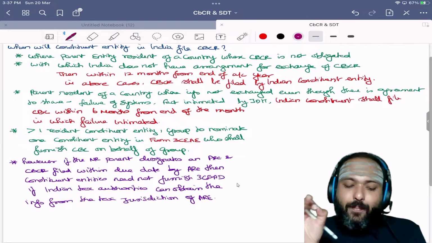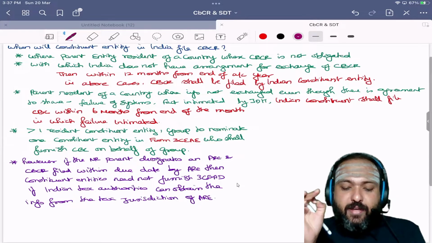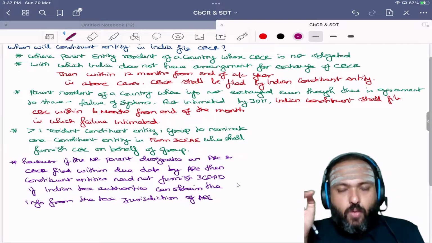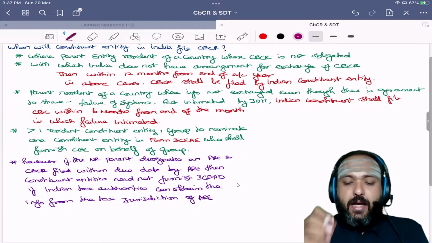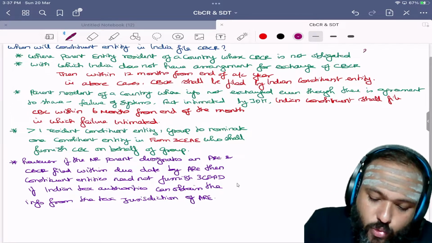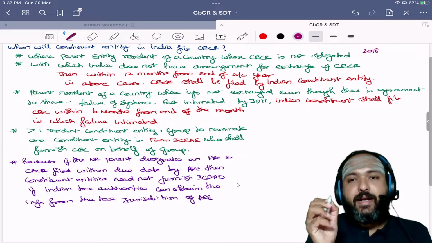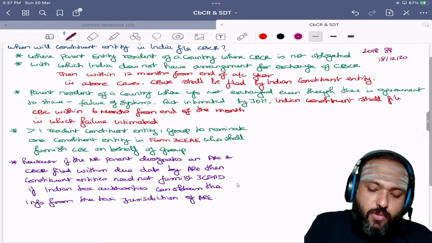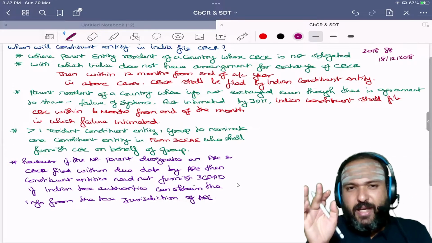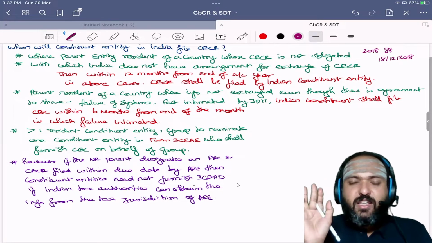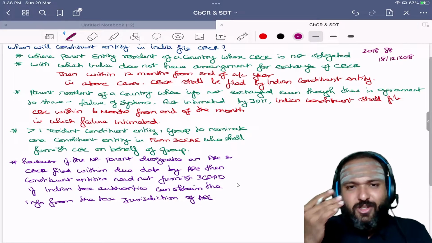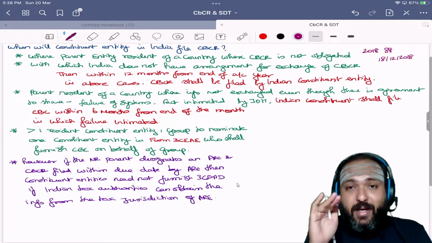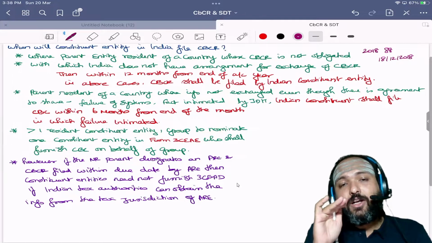Now, where the parent entity is resident of a country where CBCR is not obligated. Now, India mandated CBCR only during the year 2018. There was notification number 88 which came out on 18th December 2018, where they mandated the application of master file and CBCR. Before that this was not there in India. Likewise, there might be countries where CBCR might not be obligated.